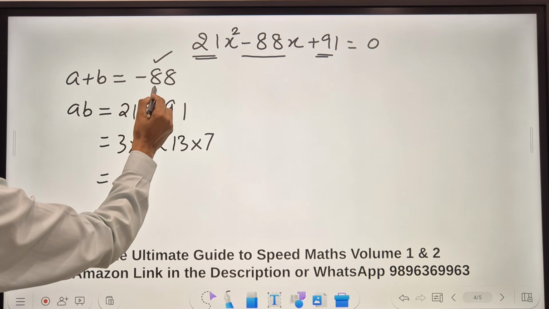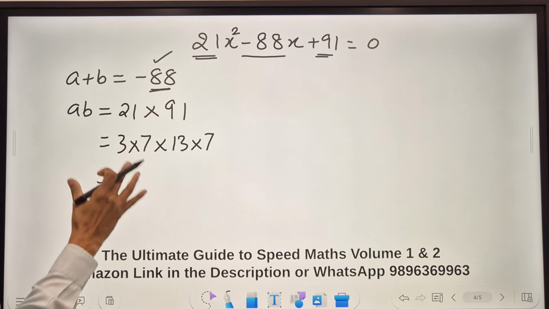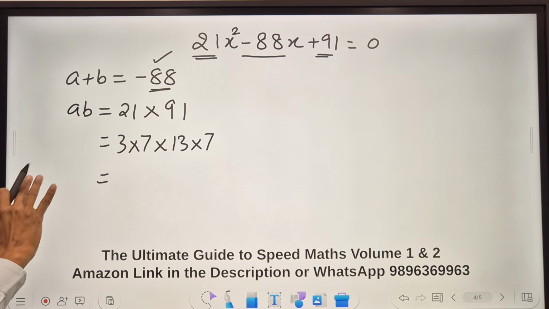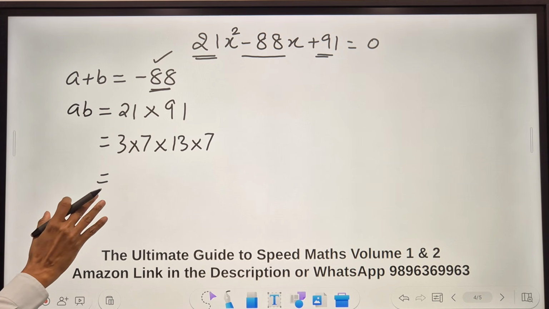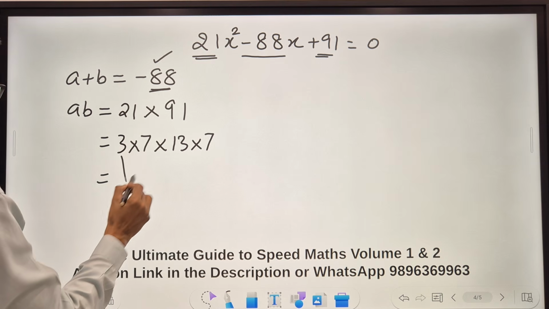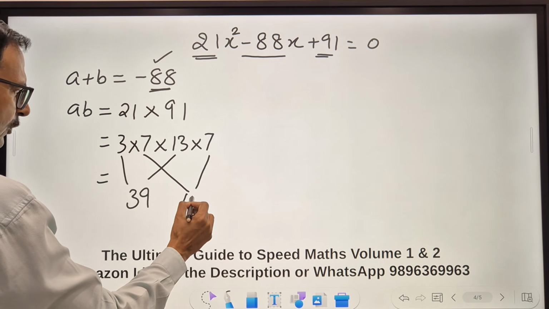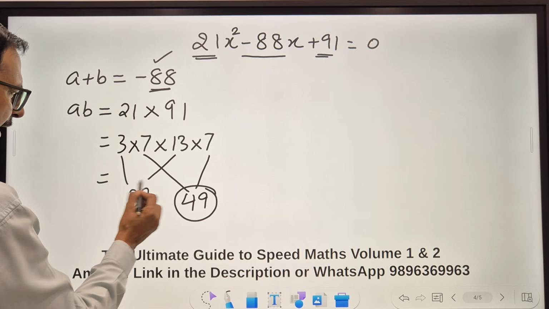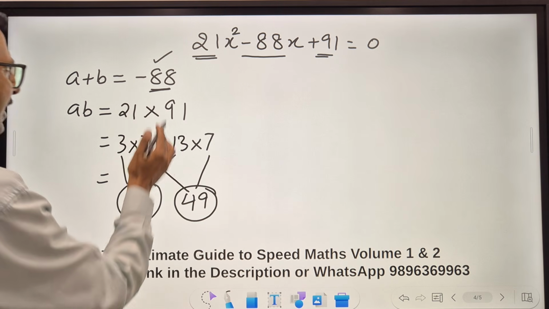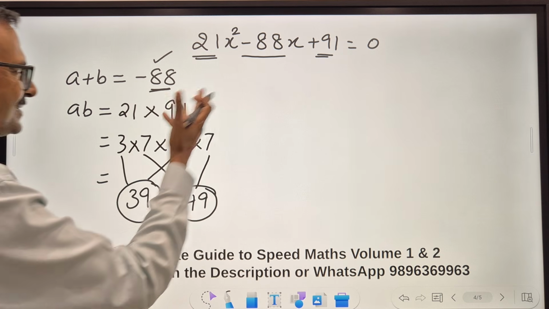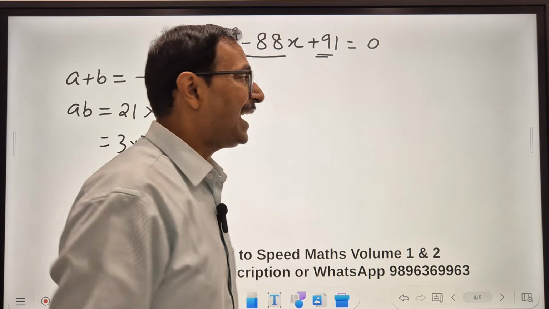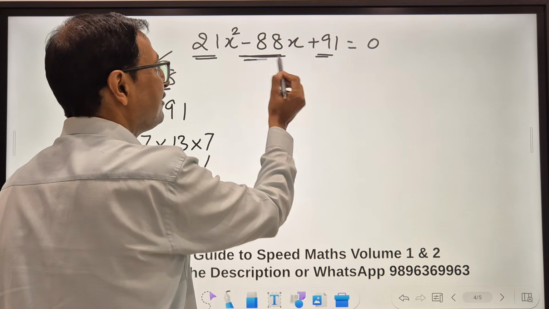So friends, we need 2 numbers, a and b, whose sum is the middle term, that is negative 88, and whose product is the product of the first one, that is 21, times the last one, which is 91. 21 and 91 will not give me 88 surely. So I'll break it further. 21 is 3 times 7 and 91 is 13 times 7, right? And now I need 88. So I need a big number and a small number. Where is my answer? 3 times 13 is 39 and 7 times 7 is 49. How about adding 49 and 39? It does give me 88, right? Surprised, see, we have cracked the middle term, and the middle term here is negative 88.